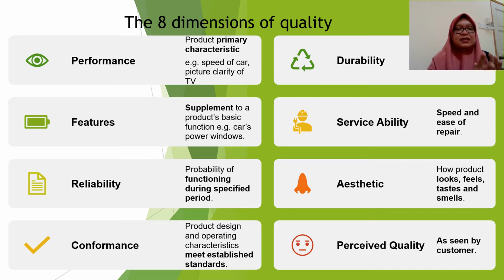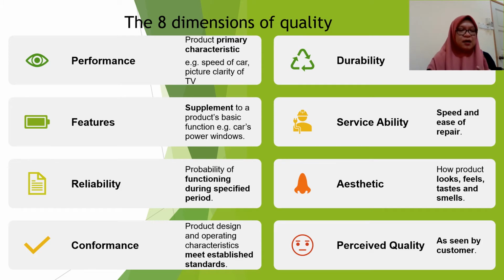Okay. The second dimension of quality is features. Features is the supplement to a product's basic functions. Example, cars, power windows, meaning that apart from the main or the primary characteristic, of course the product also has other features or other characteristics. Okay, so all of these supplement features will add to whether the product has the quality or not.